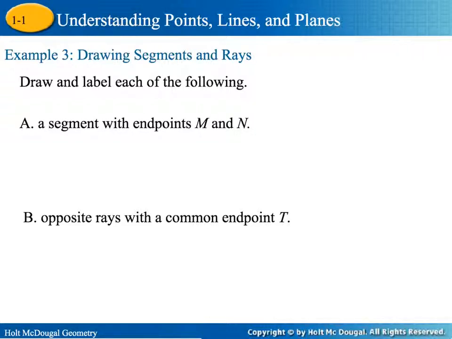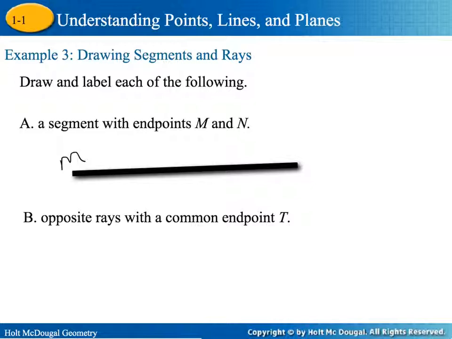So for example 3, they want us to draw and label each of the following. For A, they want to draw a segment with endpoints M and N. So first what I'll need to draw is a segment. So let me draw a segment first. And they want me to have endpoints M and N. So then I'm just going to put my M here and my N there. And so this is a segment with endpoints M and N.